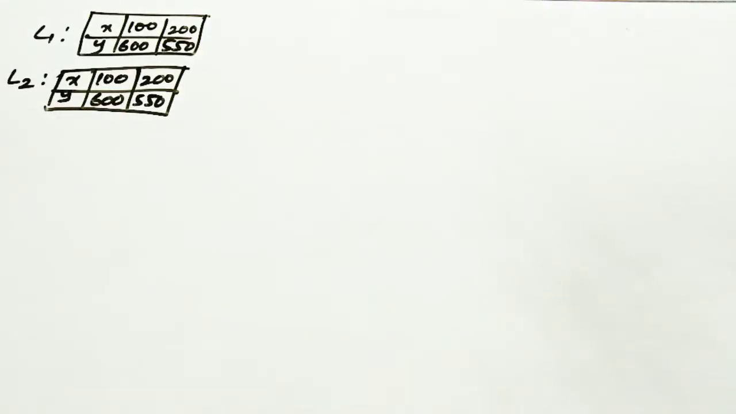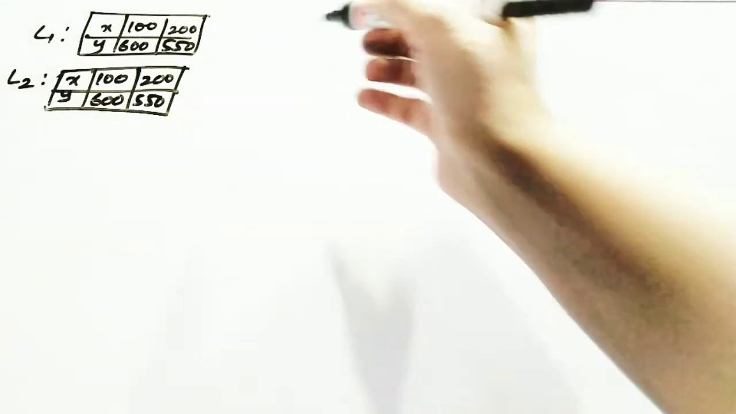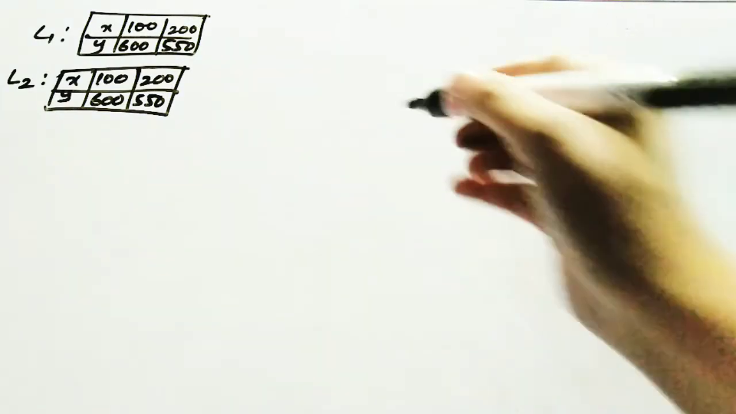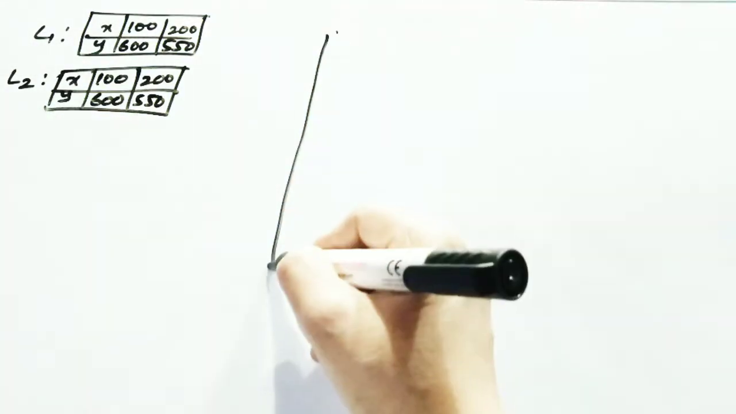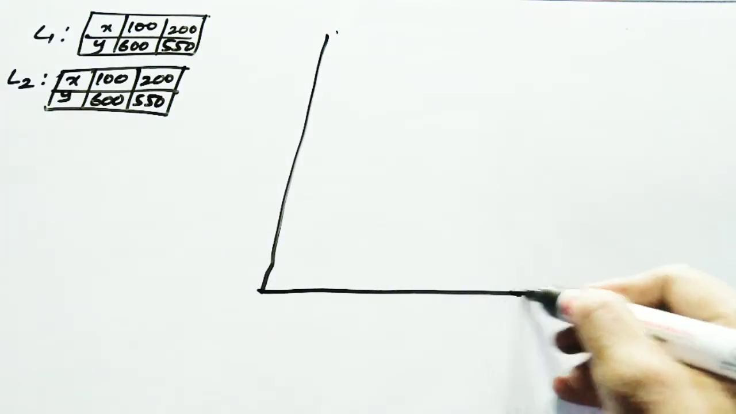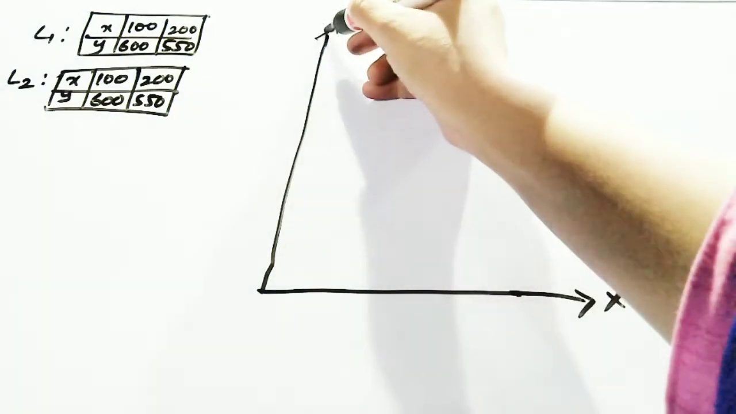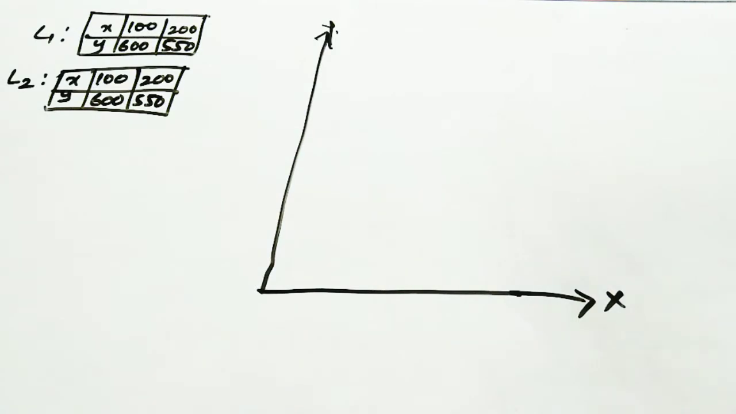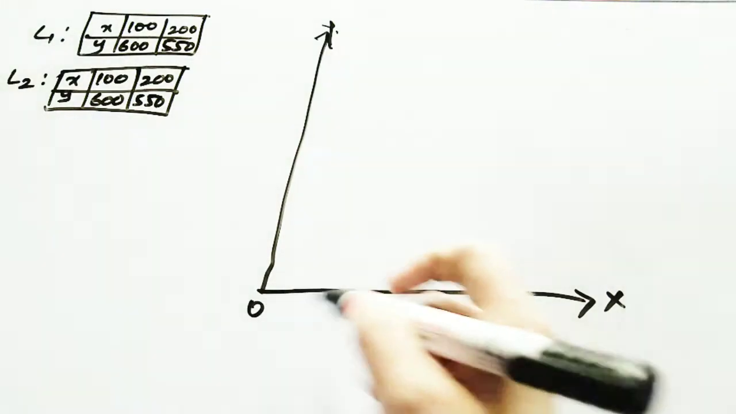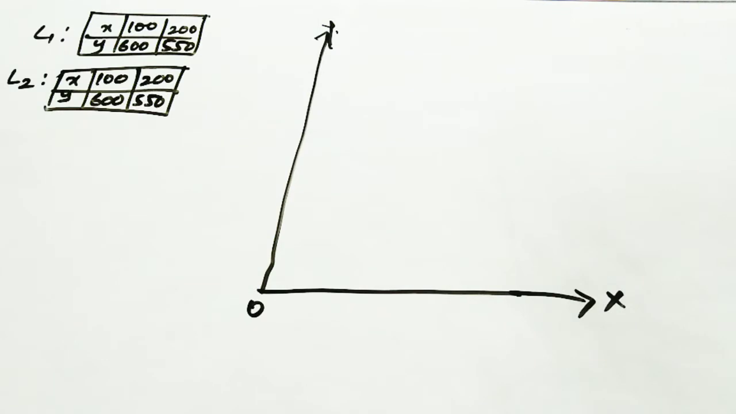Let's draw a graph. For better practice, use graph paper. I am just roughly drawing the graph. This is the x axis, this is the y axis. Whenever you are using a graph, you take a scale. By using the scale, you have to point out the exact points. I am just doing it roughly.